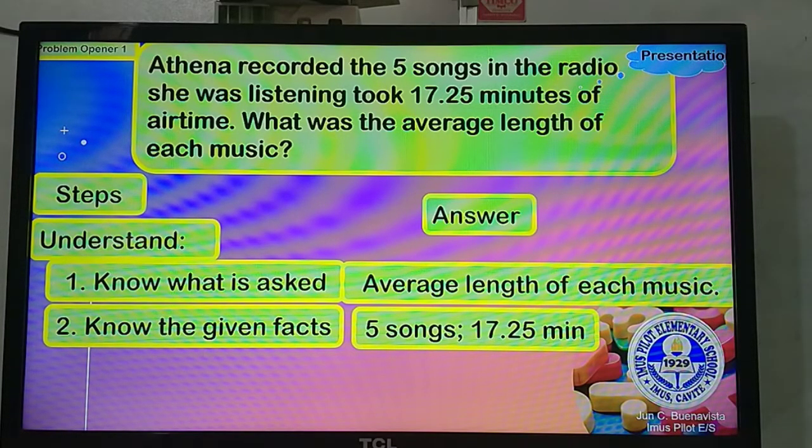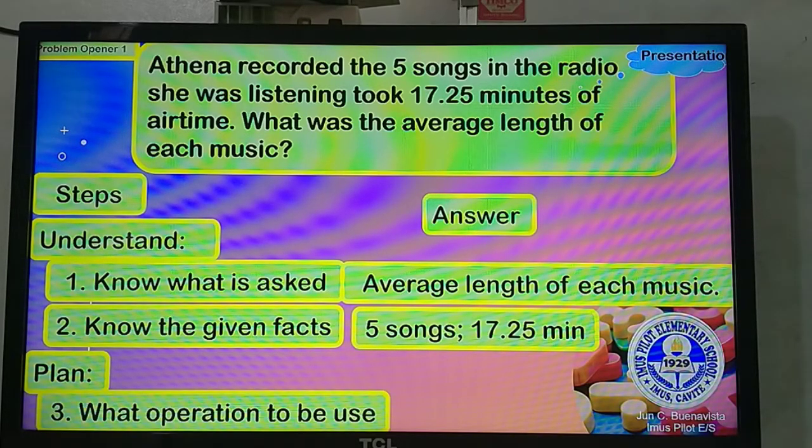Now, we are done with understand. Let's go now to the plan. So we know already the given facts. We know what is asked. The next step that you are going to do is identify what operation to be used. Ano ba ang gagamitin nating operation? Is it multiplication, addition, division, or subtraction?